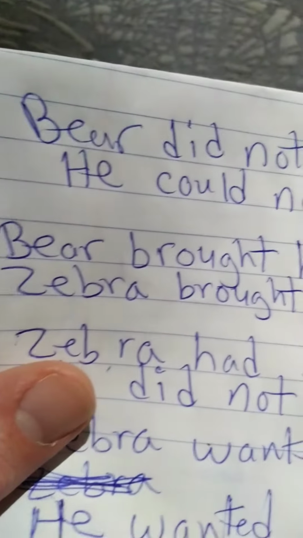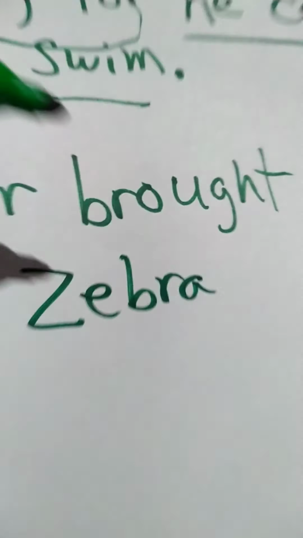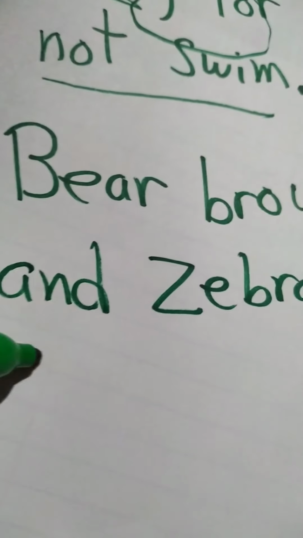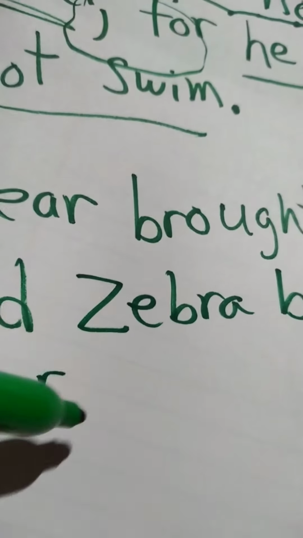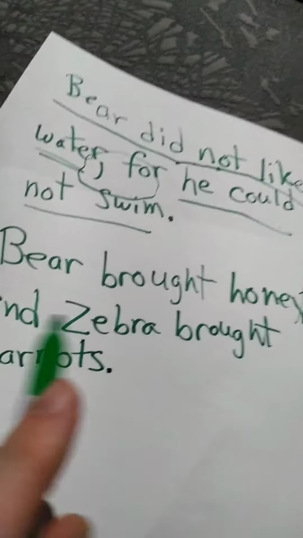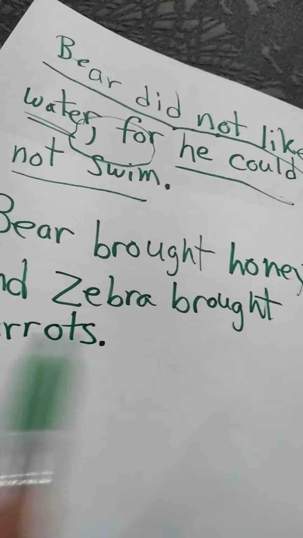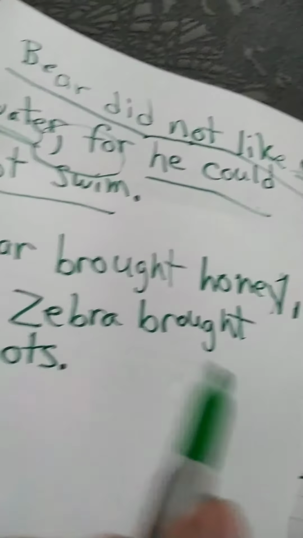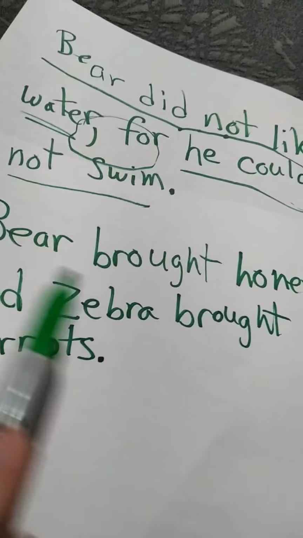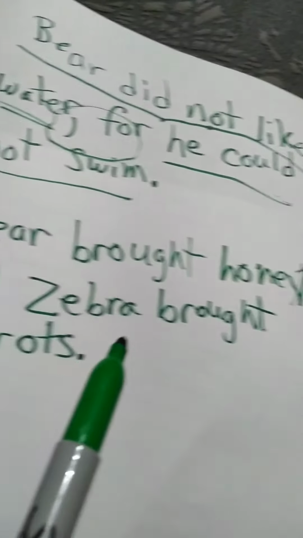All right, so we're going to write down Zebra brought carrots. That's coming up next, right? We're still going to do a capital Z because that's his name. Zebra brought carrots. So the whole thing of a compound sentence is the beginning part is a sentence by itself, and the back part's a sentence by itself. But we're connecting them together with a comma and a connecting word. It's called a conjunction, and. So Bear brought honey, comma, and Zebra brought carrots.